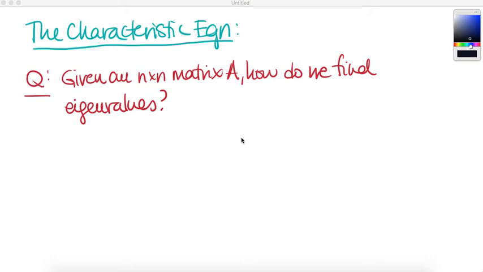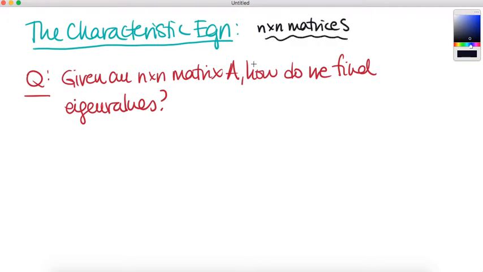Hello everybody. Today we're going to be talking about the characteristic equation of a matrix. And here we're going to be talking about square matrices. The question we're going to be answering is, given a square matrix A, how do we find the eigenvalues? In the last section, we had ones where we had to see if a number was an eigenvalue, or if we knew a number was an eigenvalue, could we find an eigenvector? But here we're going to talk about just if we have a matrix A, how do we find the eigenvalues just from the matrix?